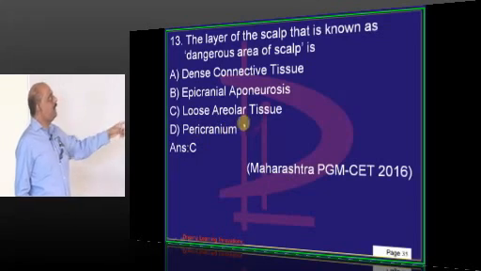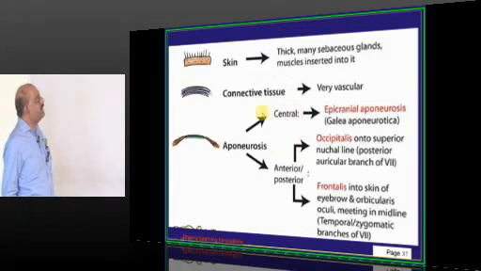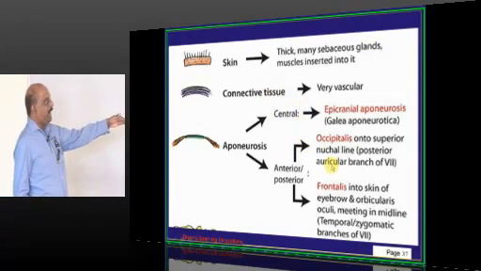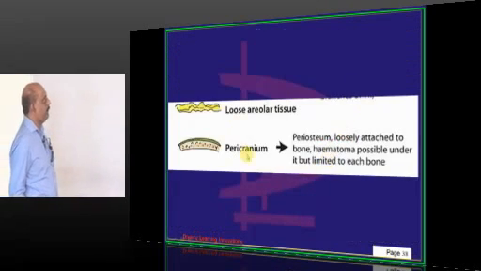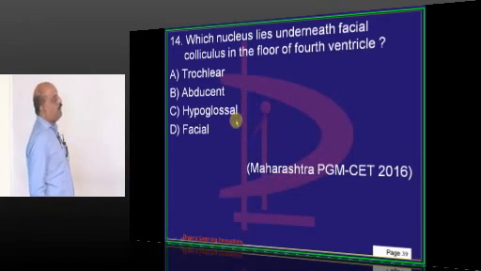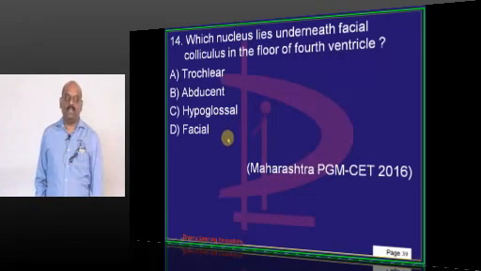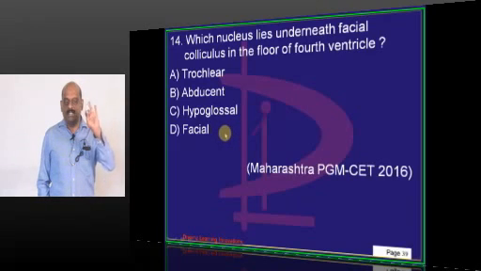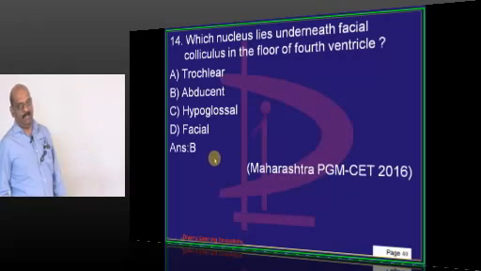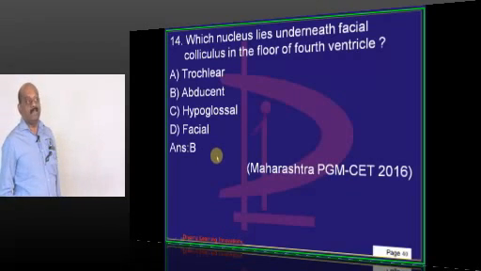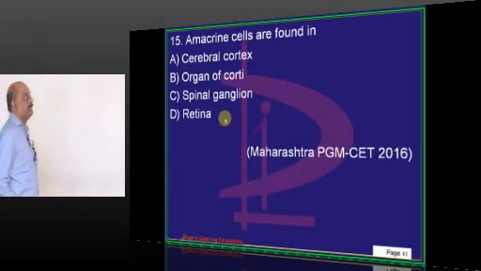So it is the loose areolar tissue, which is basically called the dangerous area of the scalp, and bleeding there is uncontrollable. Then which nucleus do you have underneath the facial colliculus in the pons? We have abducens. 5th, 6th, 7th, these 3 cranial nerve nuclei are there in the pons. 3rd, 4th are in the midbrain. 8th, 9th, 10th, everything is in the medulla, as all of you know very well.